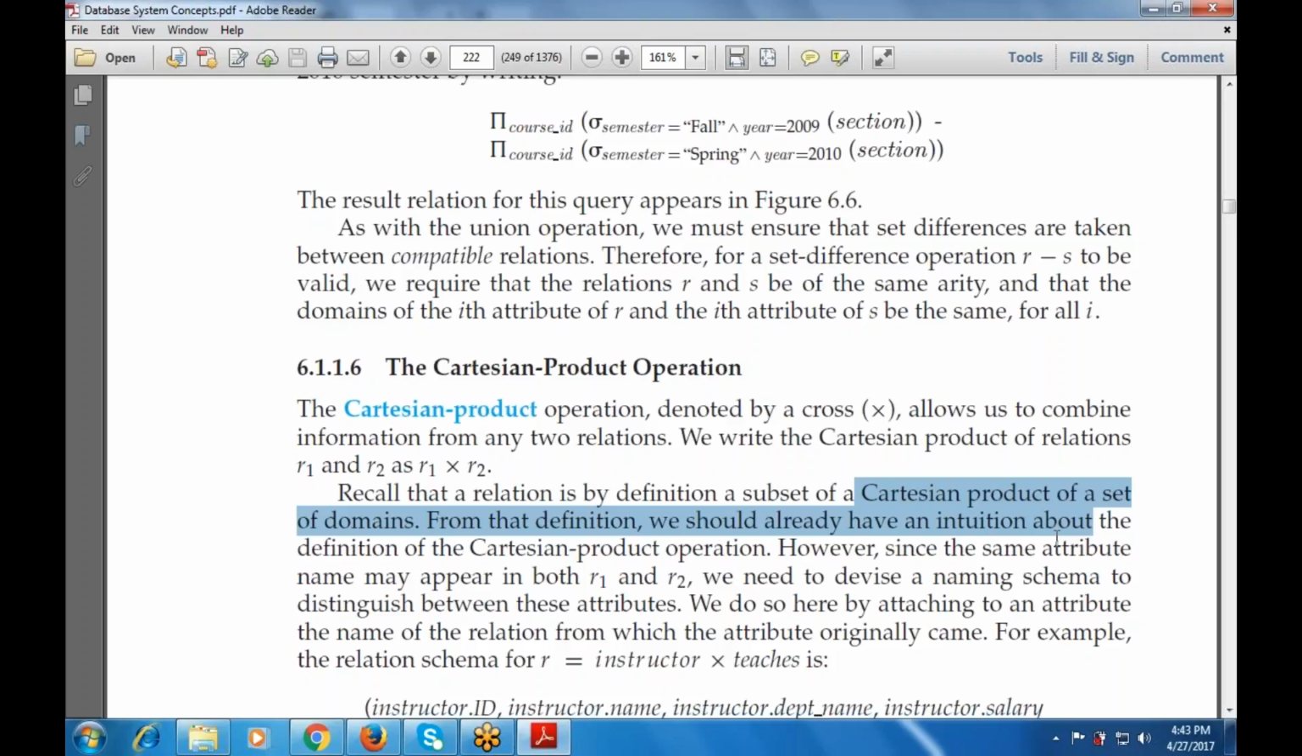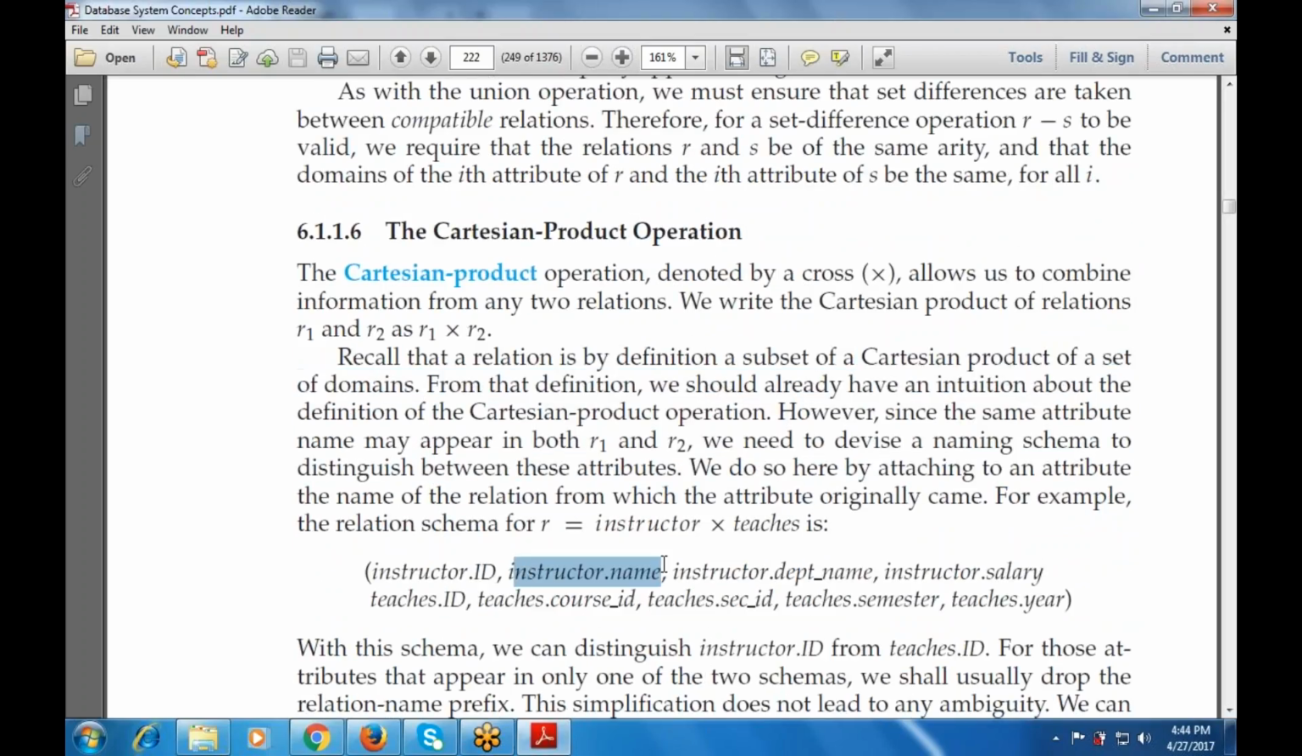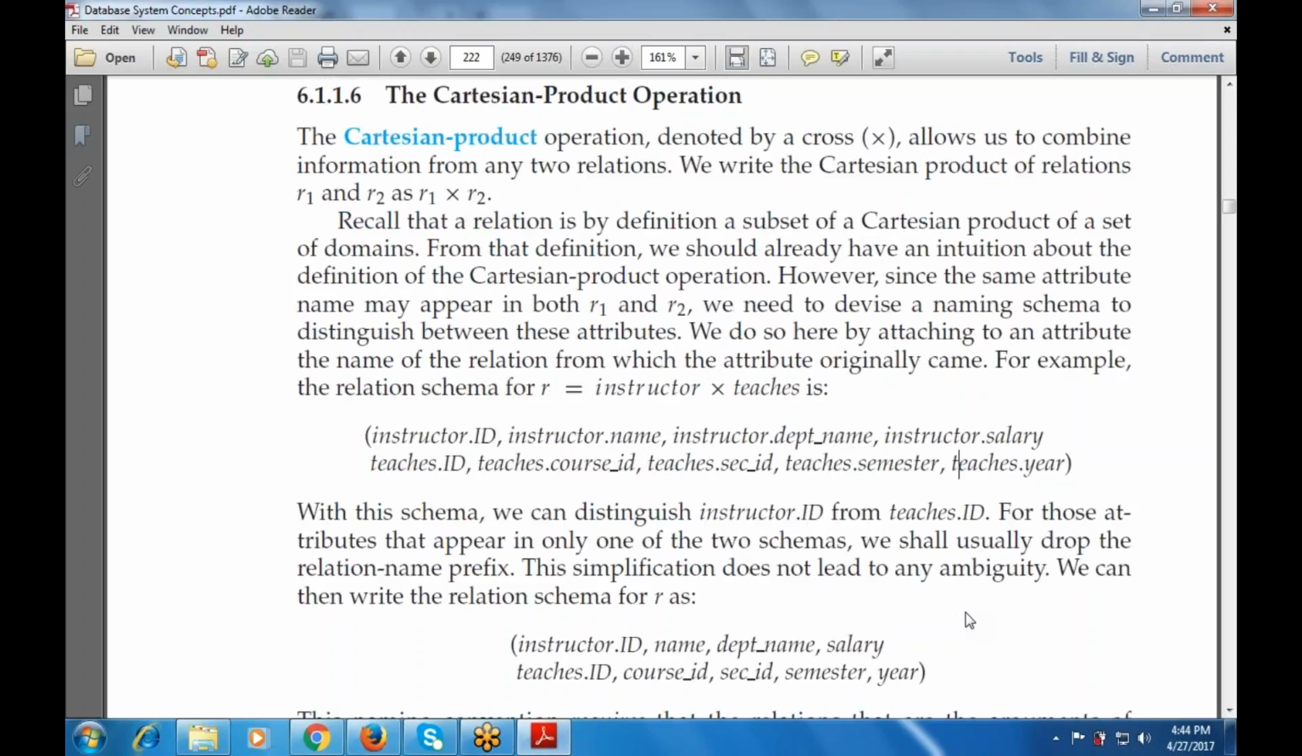For example, the relation schema for R equals instructor times teaches is instructor.ID, instructor.name, instructor.department name, instructor.salary, teaches.ID, teaches.course ID, section ID, semester and year. With this schema, we can distinguish between instructor.ID and teaches.ID. And for those attributes that appear in only one of the two schemas, we shall usually drop the relation name prefix. This simplification does not lead to any ambiguity.